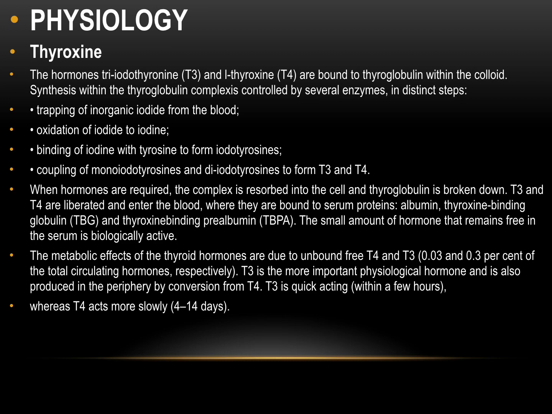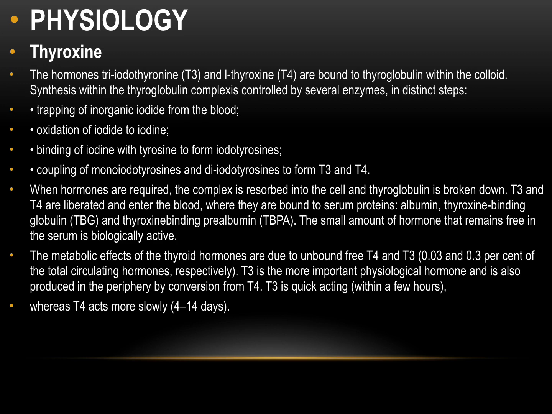When hormones are required, the complex is resorbed into the cell and thyroglobulin is broken down. T3 and T4 are liberated and enter the blood, where they are bound to serum proteins like albumin, thyroxine binding globulin, and thyroxine binding prealbumin. The small amount of the hormones that remain free in the serum is biologically active.